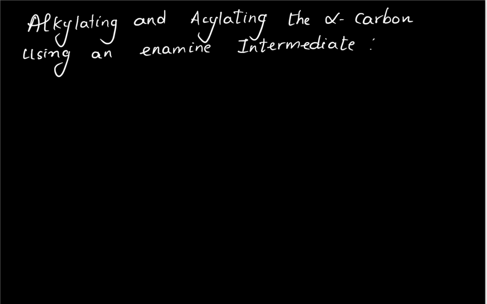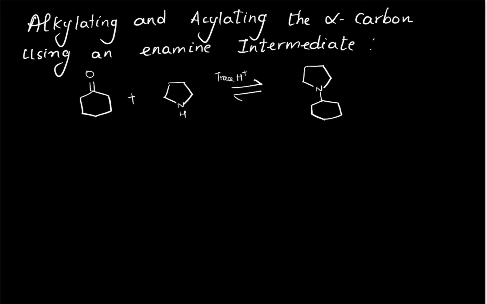So maybe we'll do an example here. So this is a ketone. When you react it with a secondary amine in the presence of a trace amount of acid, we will get the enamine. Again, enamine has a carbon-carbon double bond and a carbon-nitrogen single bond. And along with that, you will also have some amount of water liberated.